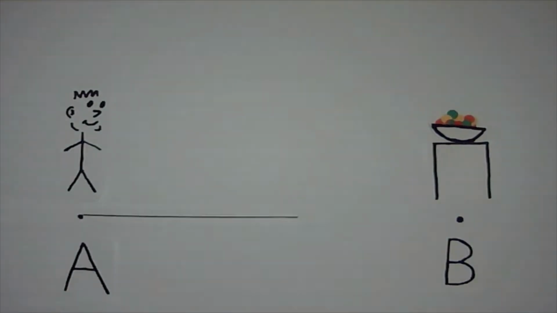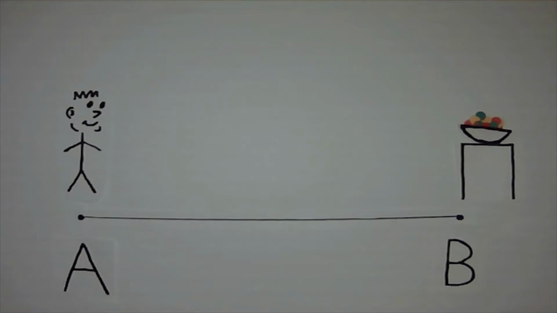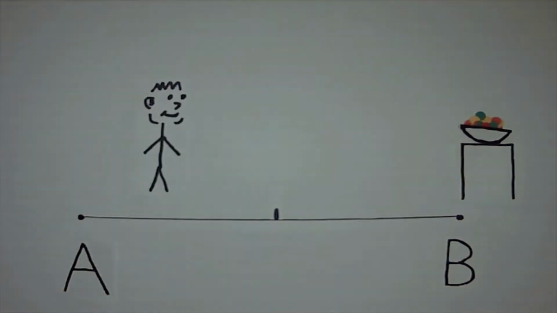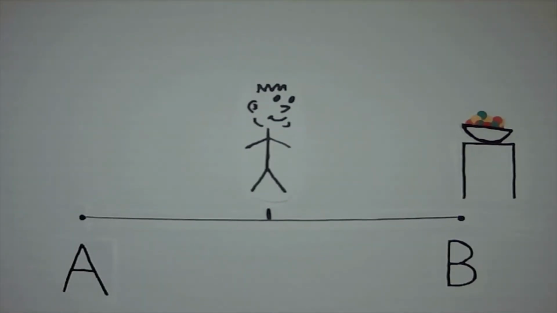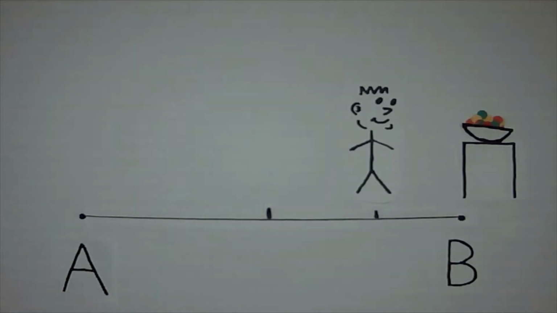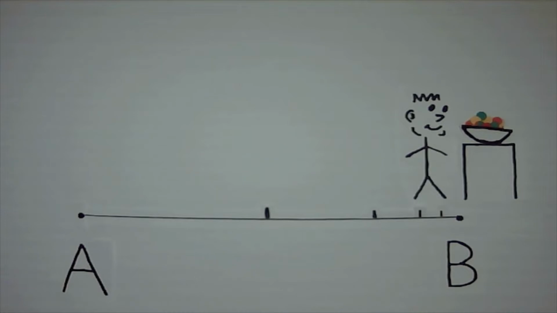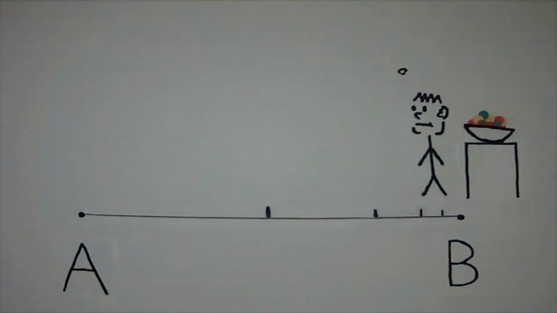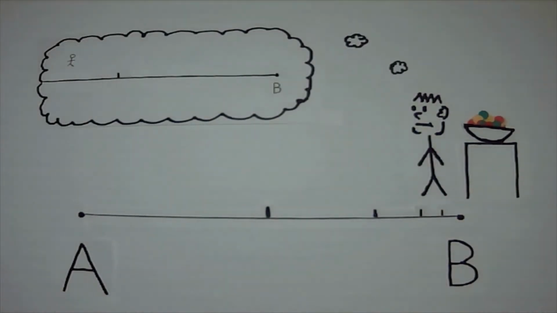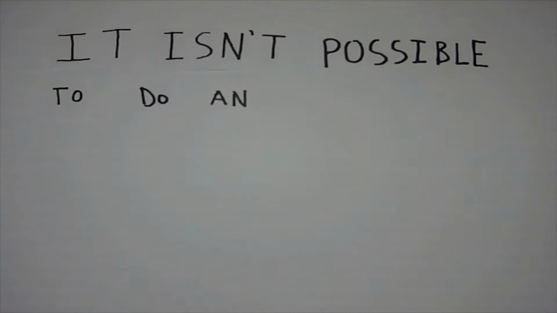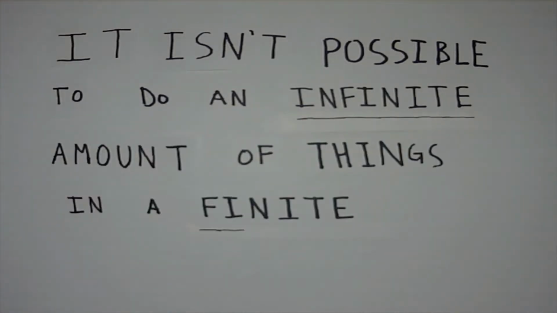To describe this motion, you could say, starting at point A, you move half the distance to point B. Then, from there, you move half the distance to point B again, and again, and again, until you reach point B. The problem is, you can always divide the distance from you to point B in half. In order to reach point B, you would have to repeat this process infinitely. And it isn't possible to do an infinite amount of things in a finite amount of time.